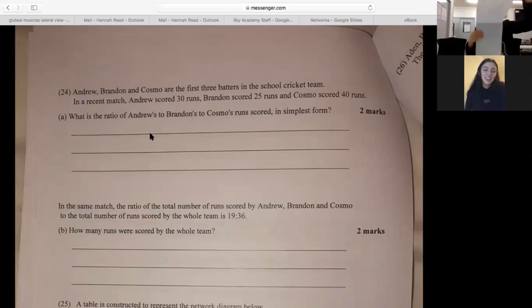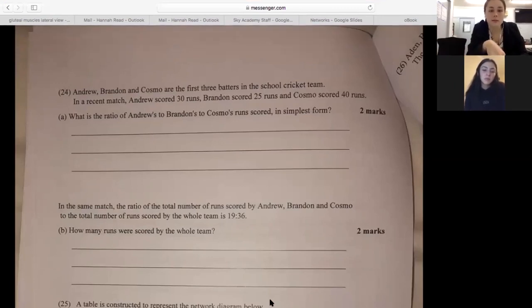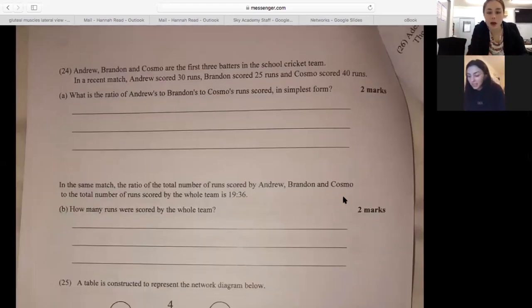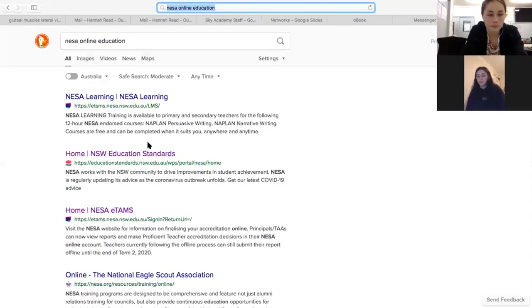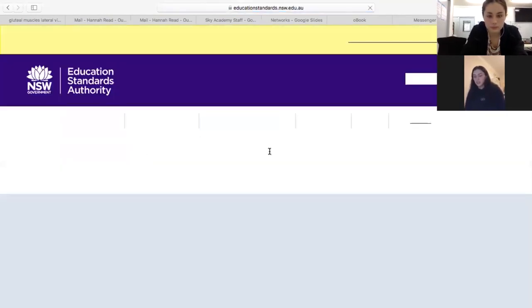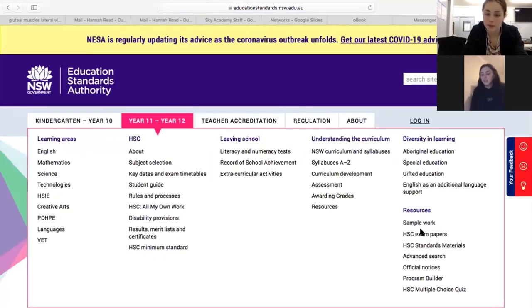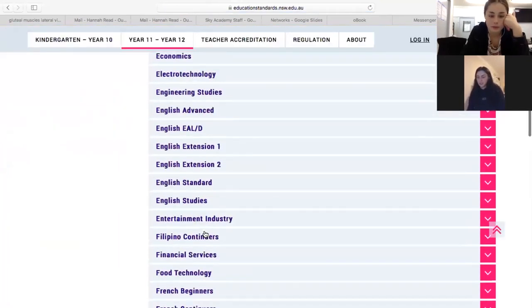Okay. Question 24. Andrew, Brandon, and Cosmo. I think this was one of my HSC questions. Really? Let me check. You have a look and see if you can do it, and I'll check if it's one of my HSC questions. Otherwise, it was very similar. I don't know how I remember that. I have like the weirdest memory.